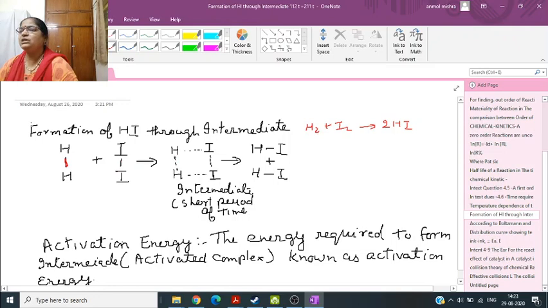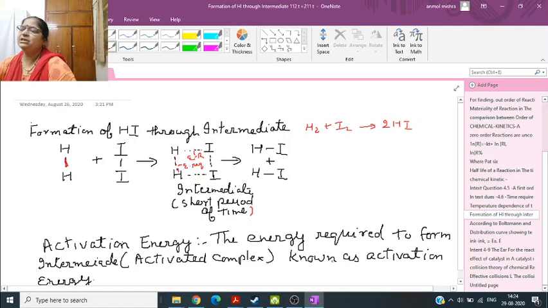You can see that I have drawn it by a dotted line. This shows that the old bonds are breaking and new bonds are forming. For the formation of a bond, energy is released, and for breaking the bond, energy is required. So a transition state is formed, which exists for a fraction of a second, and afterwards it dissociates into two molecules of HI.